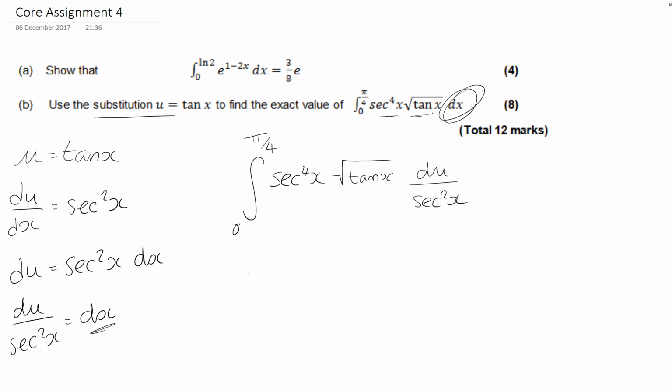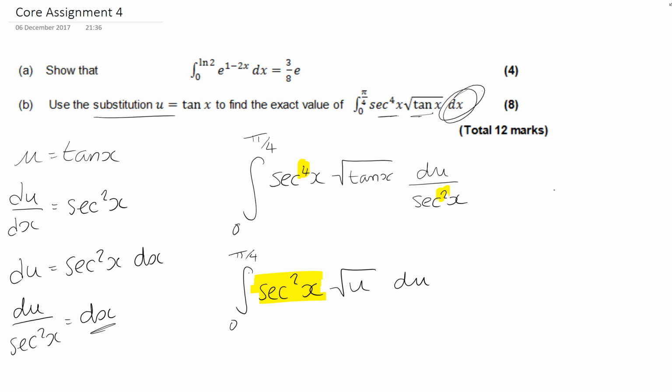And what we can see here is that we've got a sec to the 4 up there, and we've got a sec squared there. So the powers of 4 and 2 are going to cancel, which is going to leave me with sec squared on the numerator, and then root tan, and at this point I'm going to write that as root u du. So my problem is that I've now got this not in terms of u. And so before I can do my integration in terms of u, I need to rewrite sec squared in terms of u.